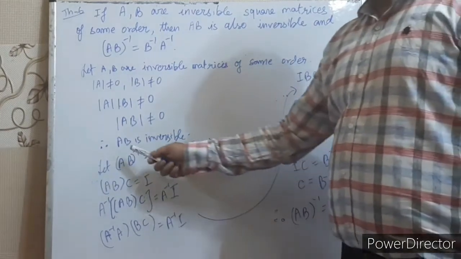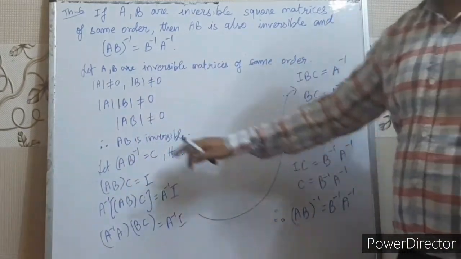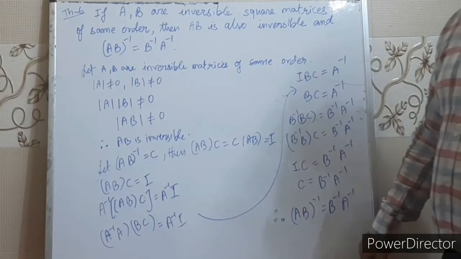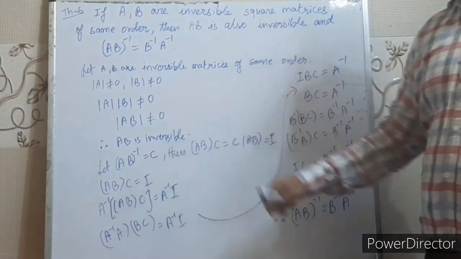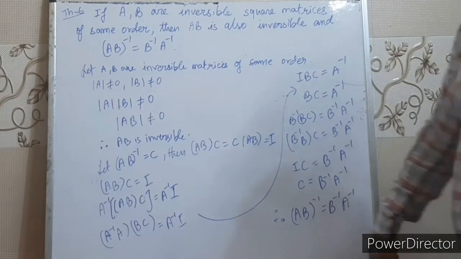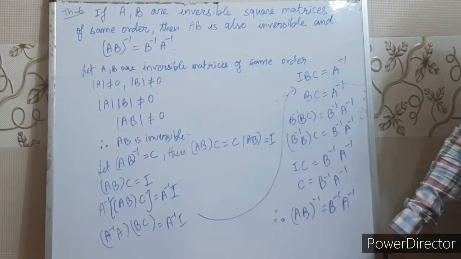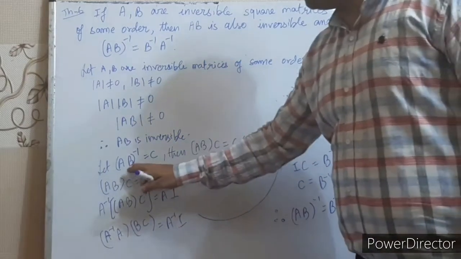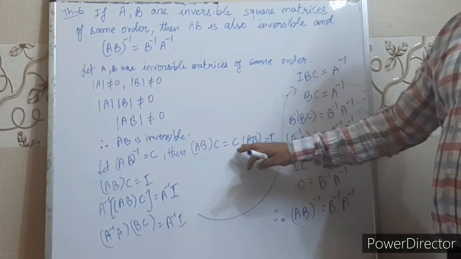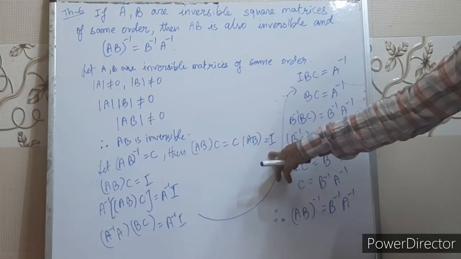Now we can say that determinant of AB is not equal to 0, then AB is a non-singular matrix, and if AB is a non-singular matrix, we can say that AB is invertible. That means inverse of AB exists, and let the inverse of AB be any matrix C. Right, children? If the inverse of AB is matrix C, that means AB matrix into C equals C into AB matrix equals identity matrix. This is a theorem we have applied, right?